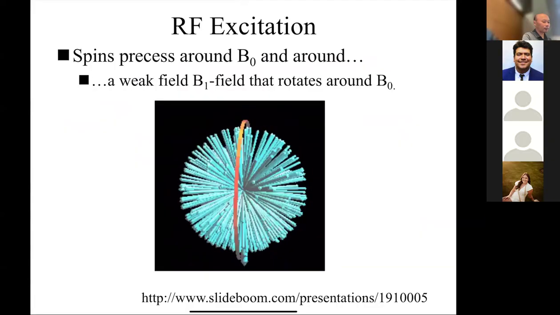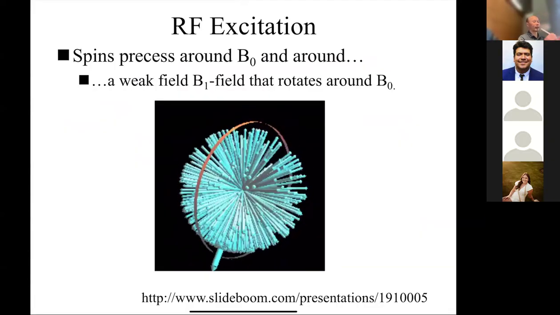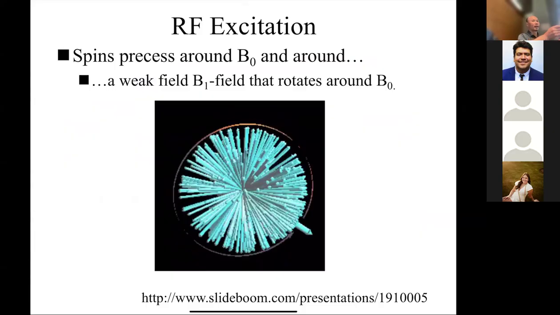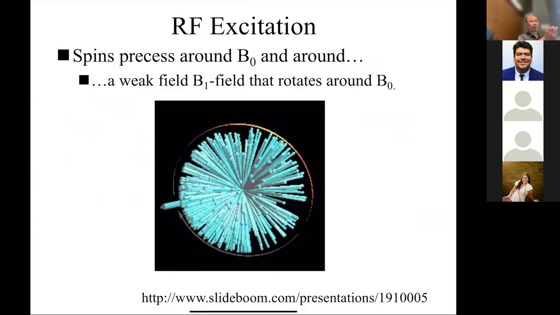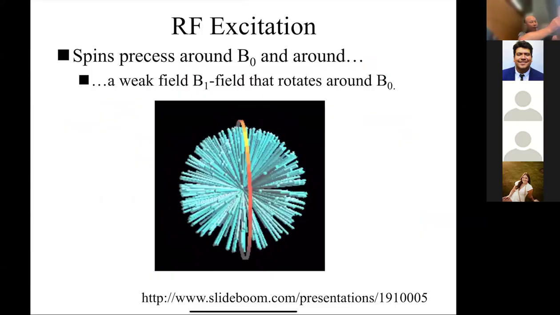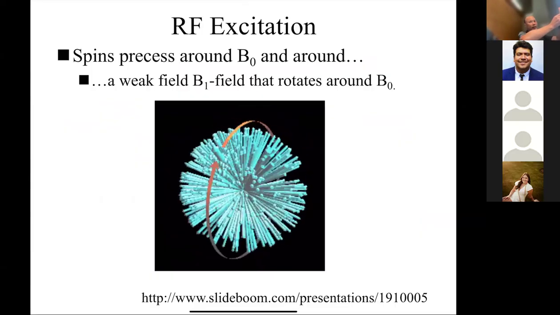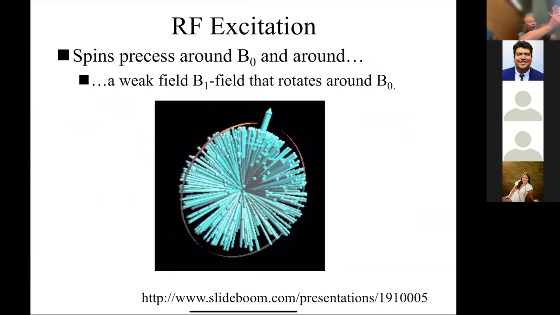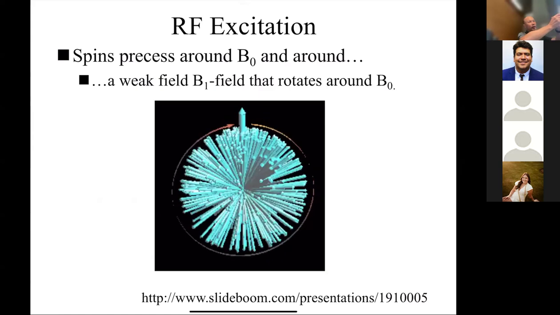So these spins really want to precess around the B0 field, right? Somehow we're trying to get them to go away from that field. I mean, they really want to be aligned with this field. This is a low energy state, and this is a very strong field. We want to come along with a smaller field to get it to move away from that state. Okay. So the question is, how do you do that?